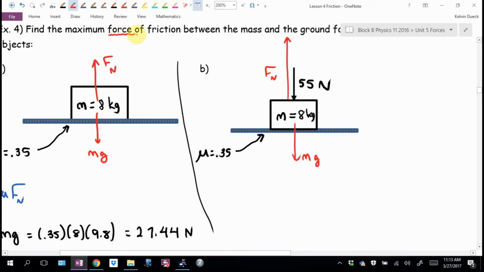Nathan, what does this question want me to find? The force of friction. Friction is mu times what? Times the normal force. I don't know the normal force. Oh, but look. I can figure out the normal force.